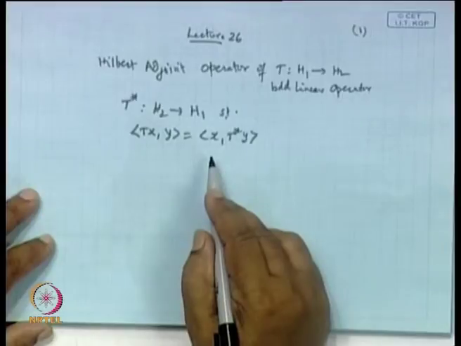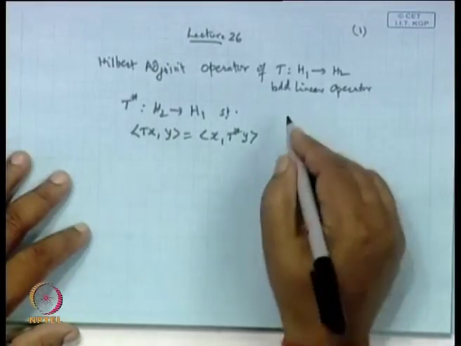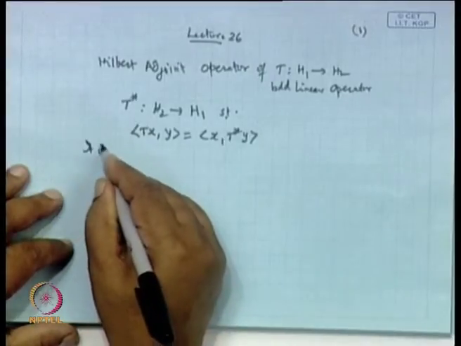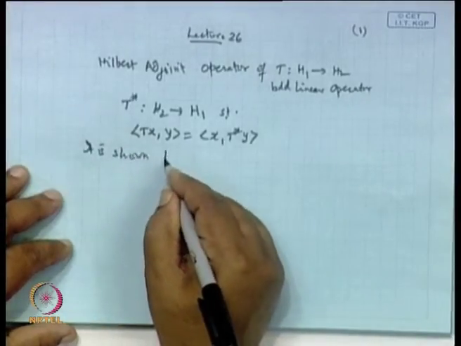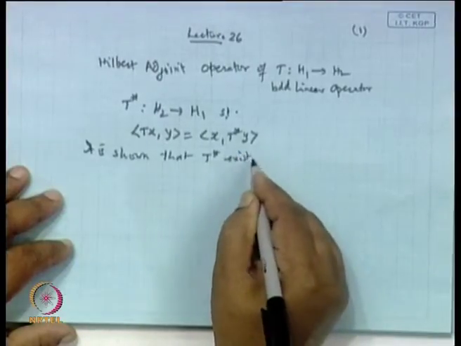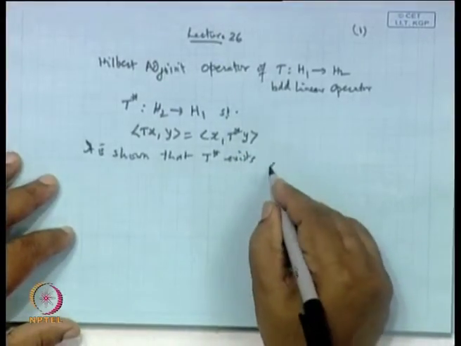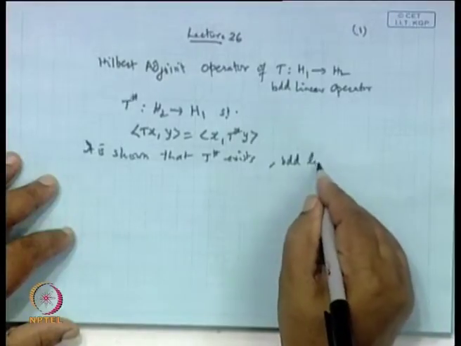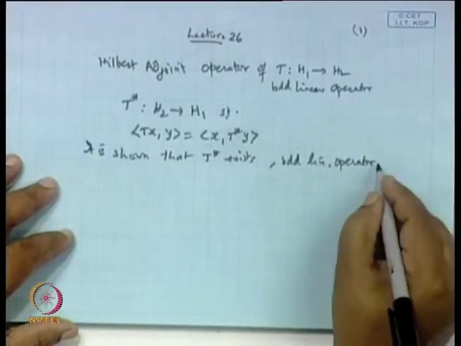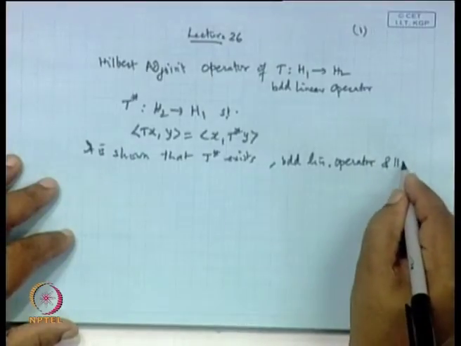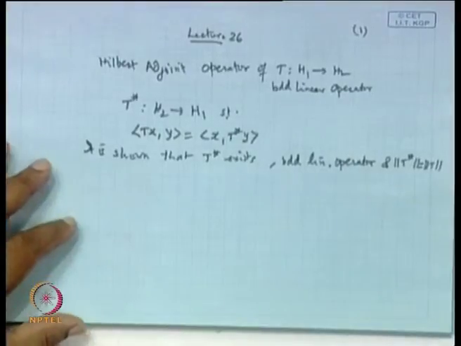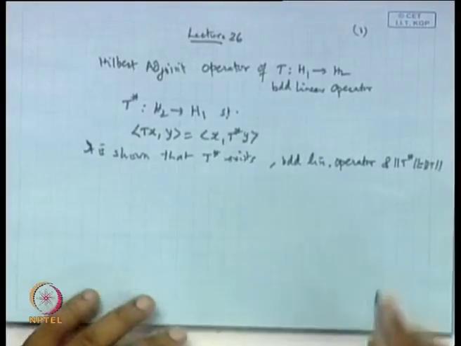With this definition, if T is a bounded linear operator, then it is shown that T star will exist, is a bounded linear operator, and both will have the same norm. This much we have discussed last time.